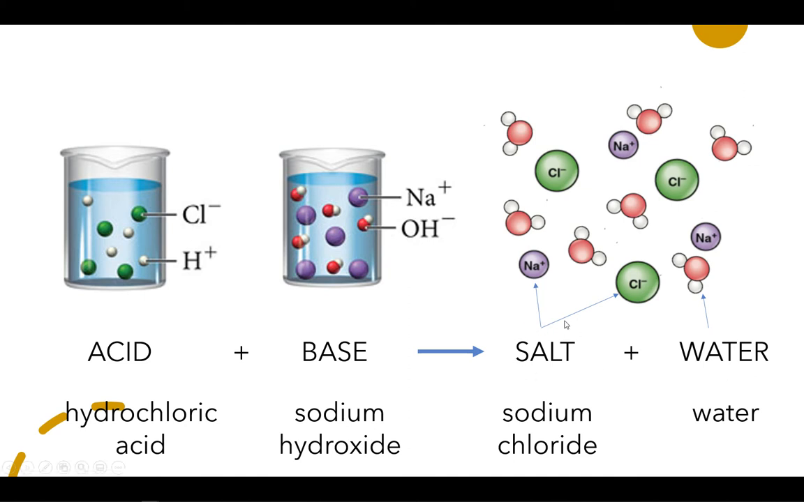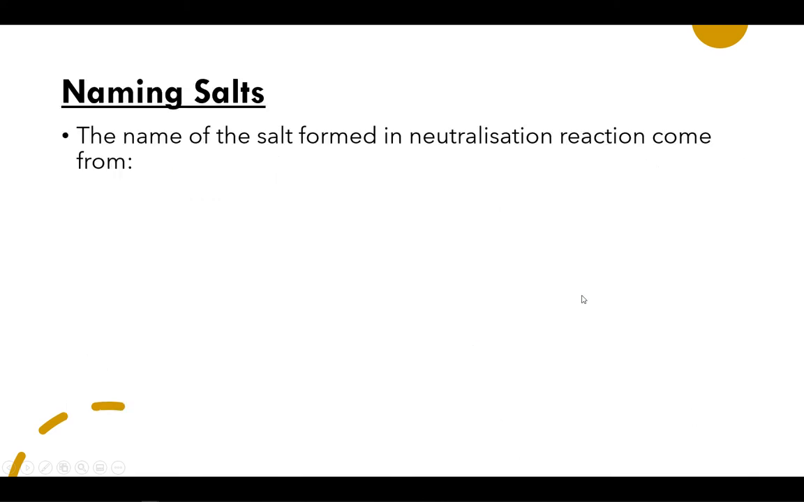So how do we name these salts? How do we know that this salt is called sodium chloride? Well, when you're naming salts, it depends on the acid and the base that you're using. That determines the name of the salt. But a salt name is divided up into two parts.